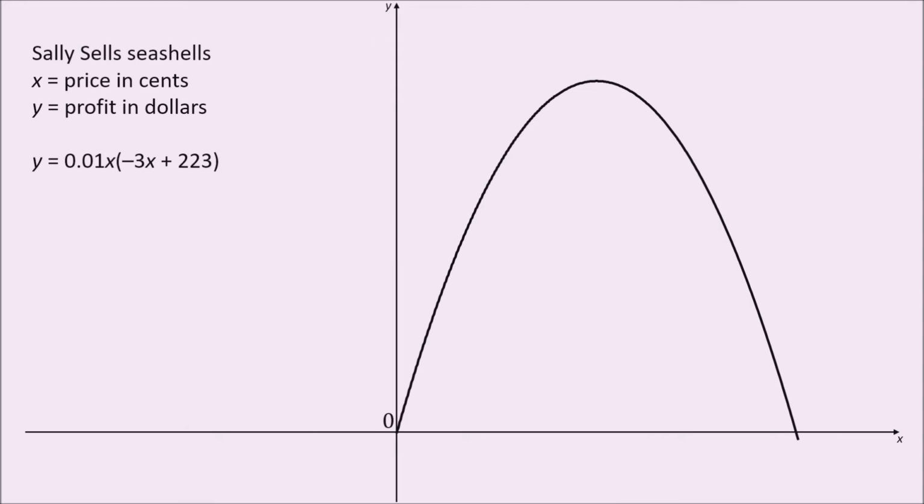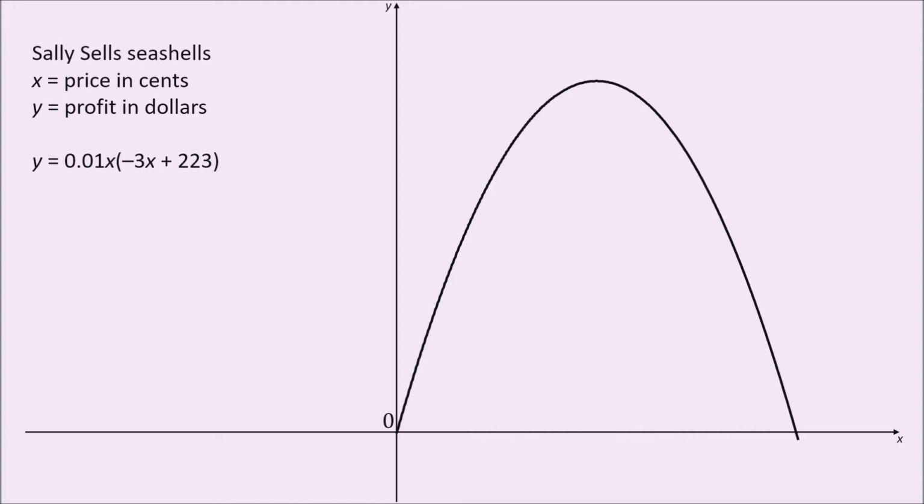Let's go to the Sally sells seashells problem. You might remember that. When she charged certain prices, she got a certain number of sales per day, and from that we could figure out the profit. It turned out we were assuming that the number of sales per day is linearly related to the price in cents. Negative 3x plus 223 is how many she sells, and you multiply that by the price of this seashell, and that gives you the profit.